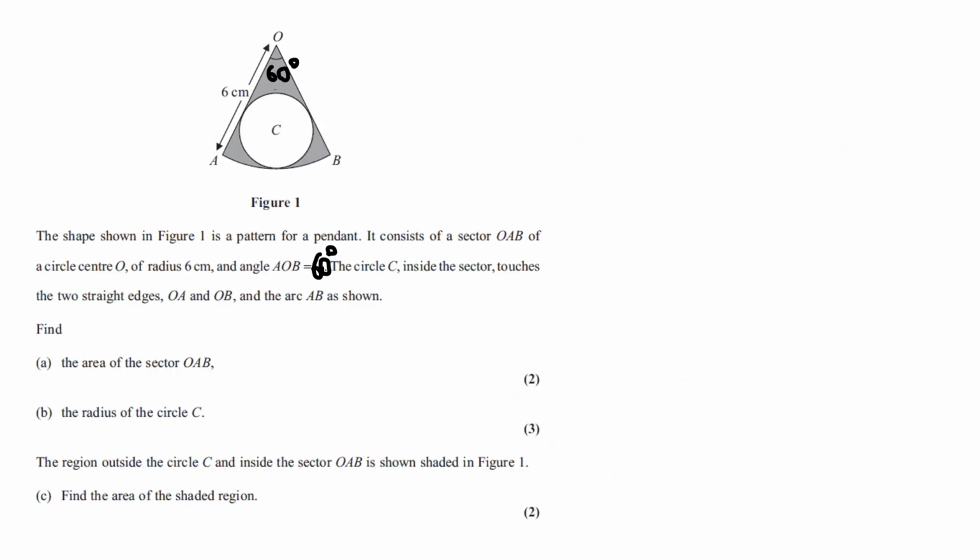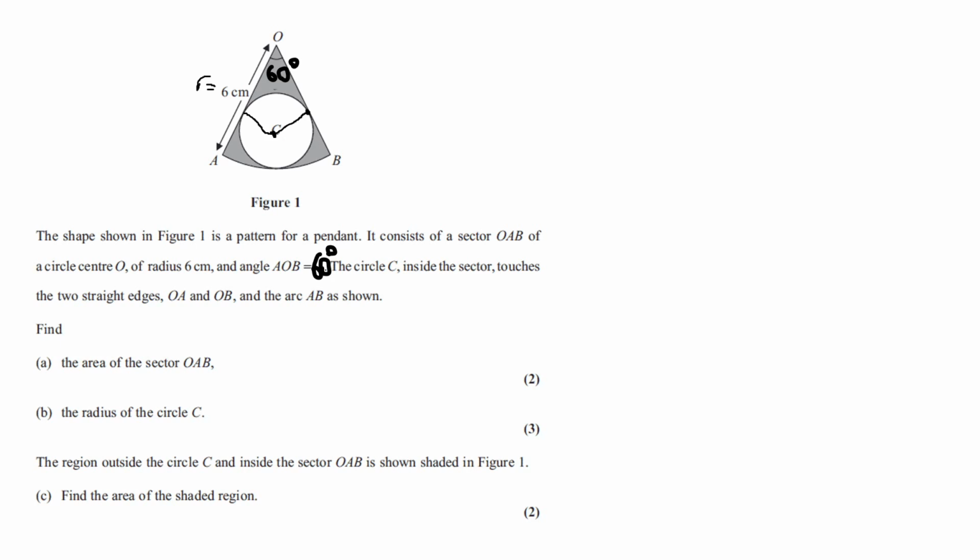What about something like this? For this one, we're told that this is a shape shown in figure 1. And it has OAB, which is a sector. We're told this is radius 6, so r is equal to 6. We're told the angle is 60 degrees. It was in radians before, but you guys don't need to know that for GCSE. We're told that the circle C is inside the sector, and it has these two radii here. So what is the area of the sector, and what's the radius of C going to be?